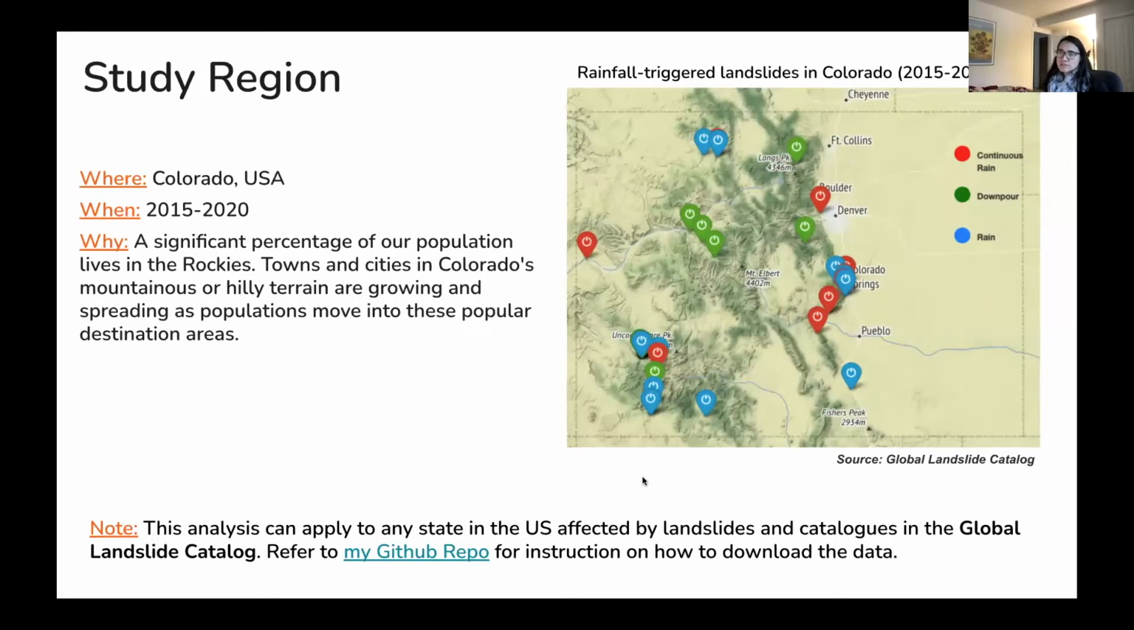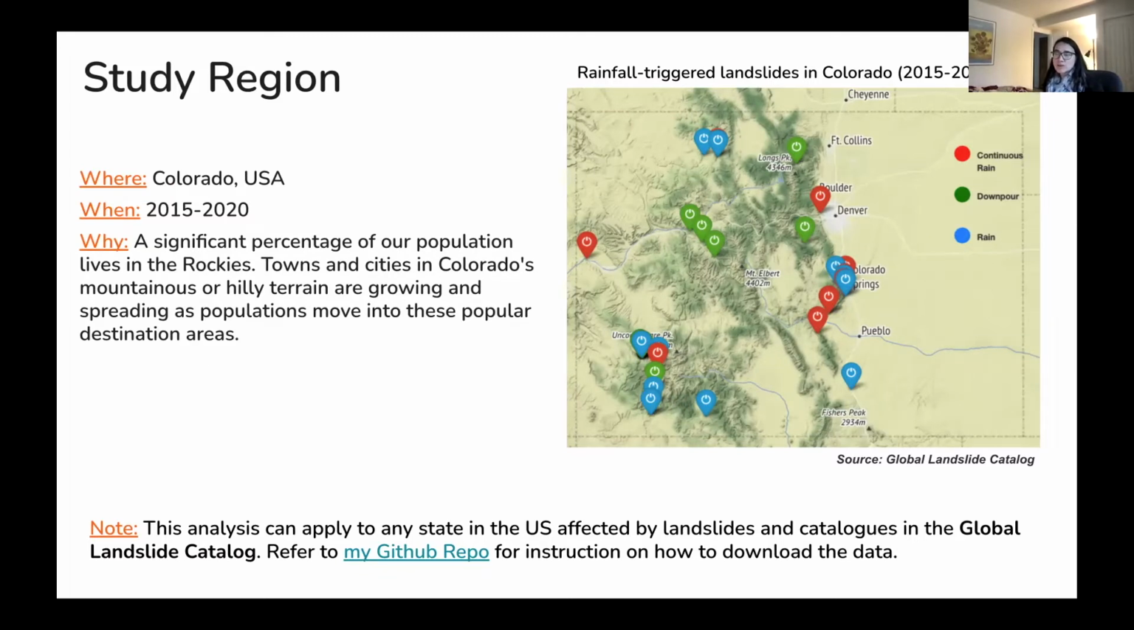The study area is primarily Colorado. The landslide data come from the Global Landslide Catalog. The time period is 2015 to 2020. Unfortunately, I cannot go back in time and include more landslides in the past because I'm constrained by the time periods of the satellite data that I'm using.